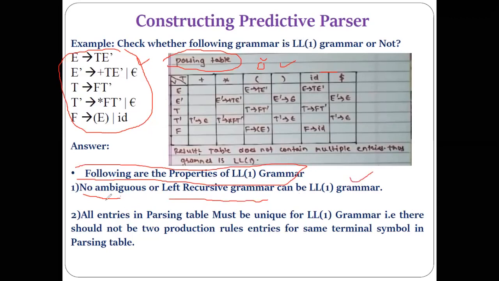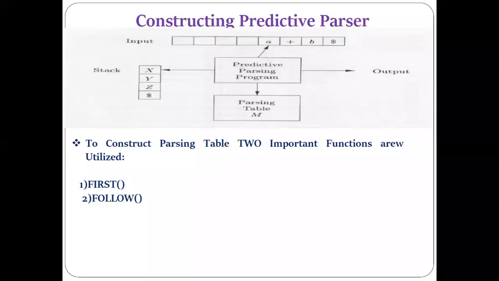What is the condition for the LL1 grammar? The grammar should be non-ambiguous and should not be left recursive. Understood. The second important thing is that all entries in the parsing table must be unique. What do you mean by that? Now you can see in this parsing table, entries for different terminal symbols are single entries of the production rules. Nowhere can you see double entries for the production rules.